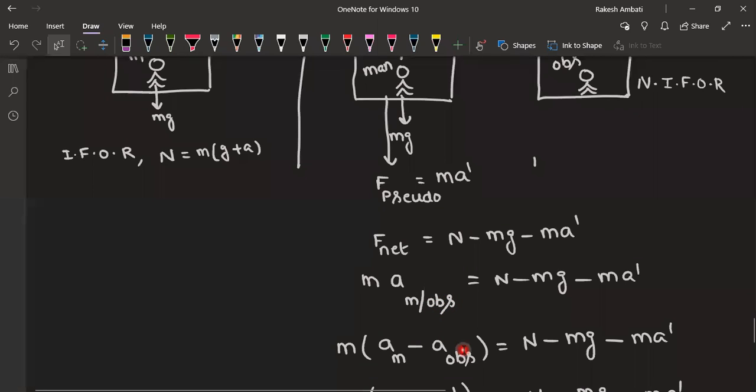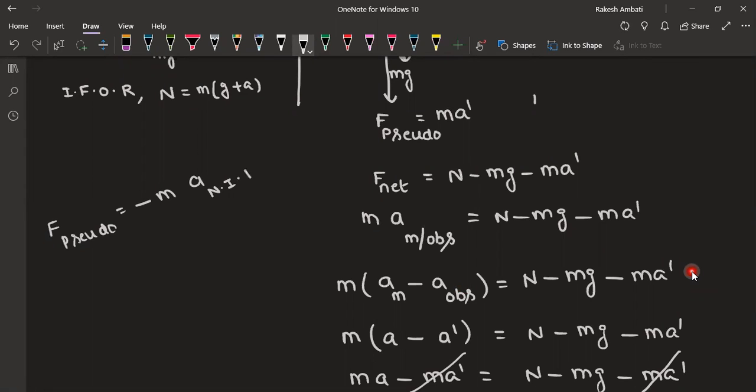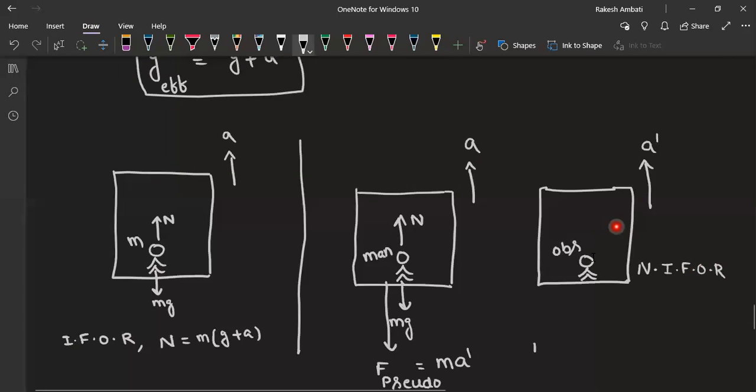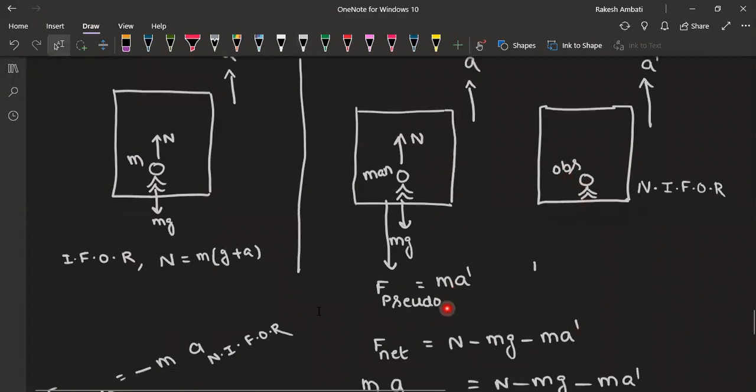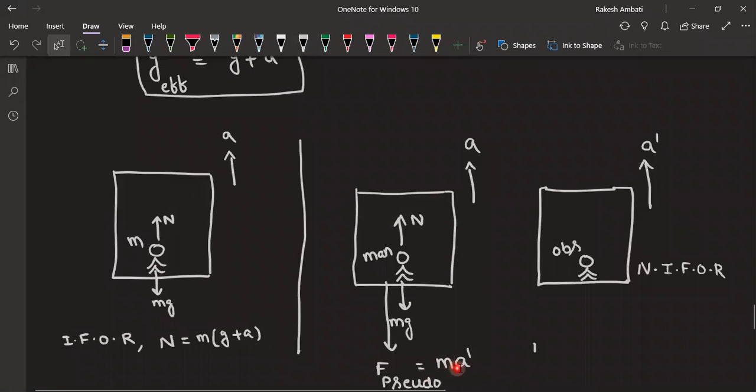Can you please explain why the pseudo force is mass into a dash? Generally, try to recall the formula for pseudo force that we discussed. Pseudo force equals minus m into the acceleration of the non-inertial frame of reference, where minus indicates only direction. In this case, what is the acceleration of the non-inertial frame of reference, A or A dash? A dash. So pseudo force is mass into the acceleration of the non-inertial frame, that is m into A dash.